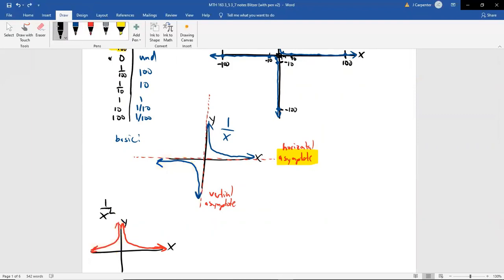But please note, you will never graph one of these things and have it look like this. You will never have a rational function look like this, because why? It would fail the vertical line test. That's not a function. So please don't think that can ever happen. If it's a function, it can never happen.